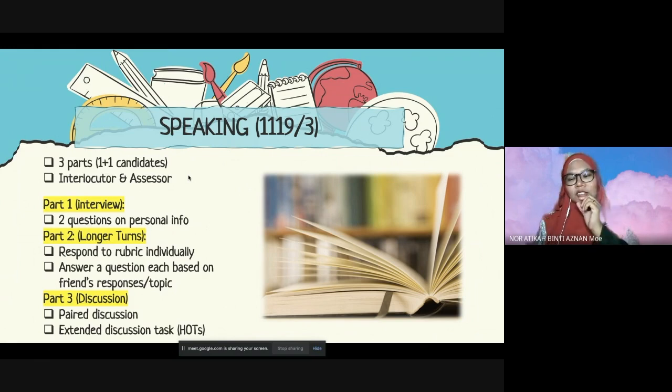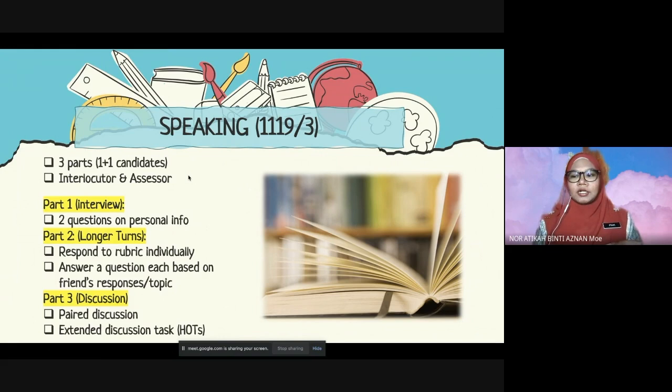in the room. The assessor will not say anything, but the person will monitor and observe everything that happens in the room. For Part One, an interview, there are two questions on personal information. For Part Two, there will be longer turns where you have to respond to a rubric individually, and then you have to answer a question each based on your friend's response or topic.